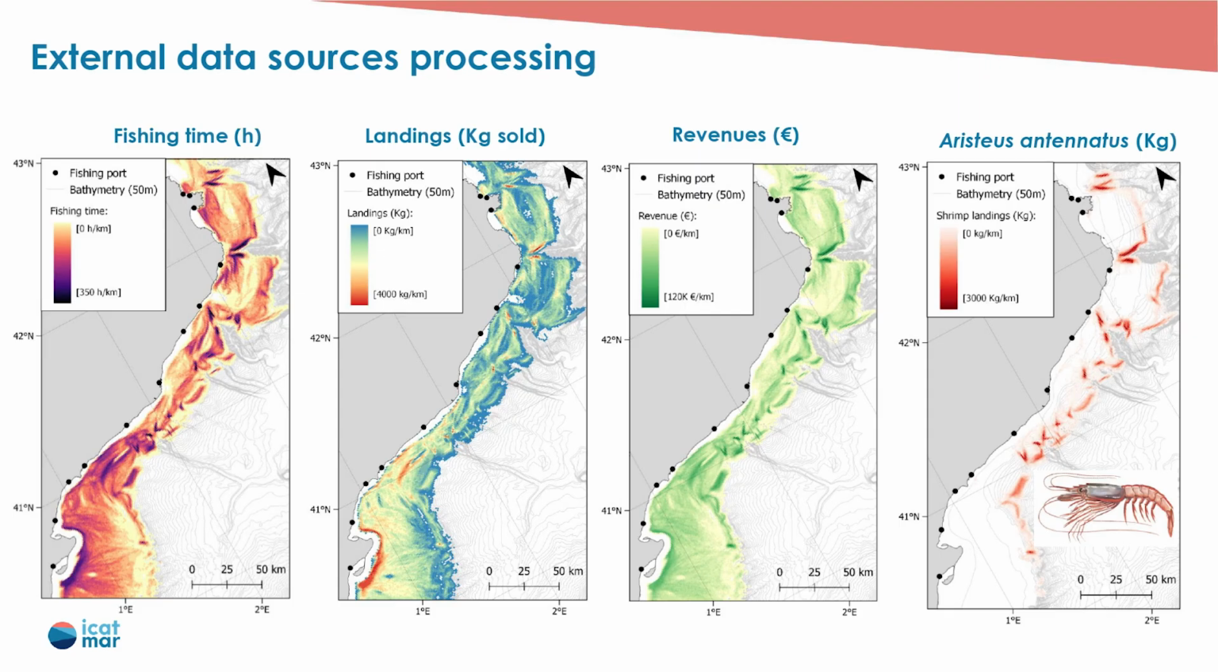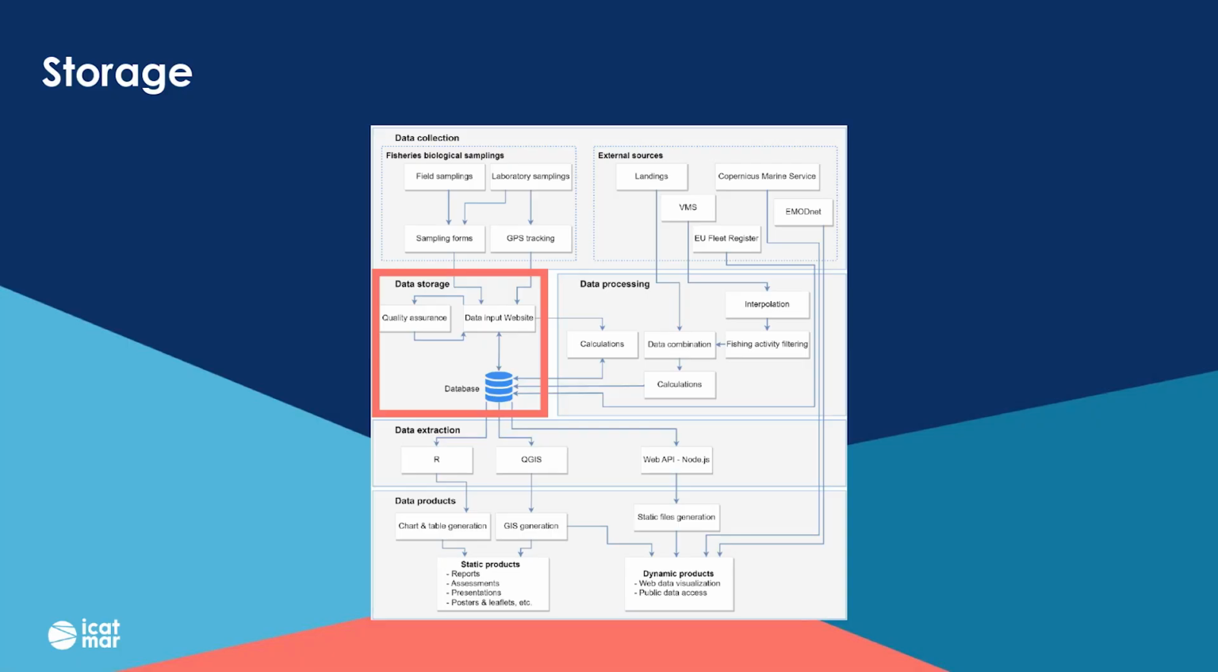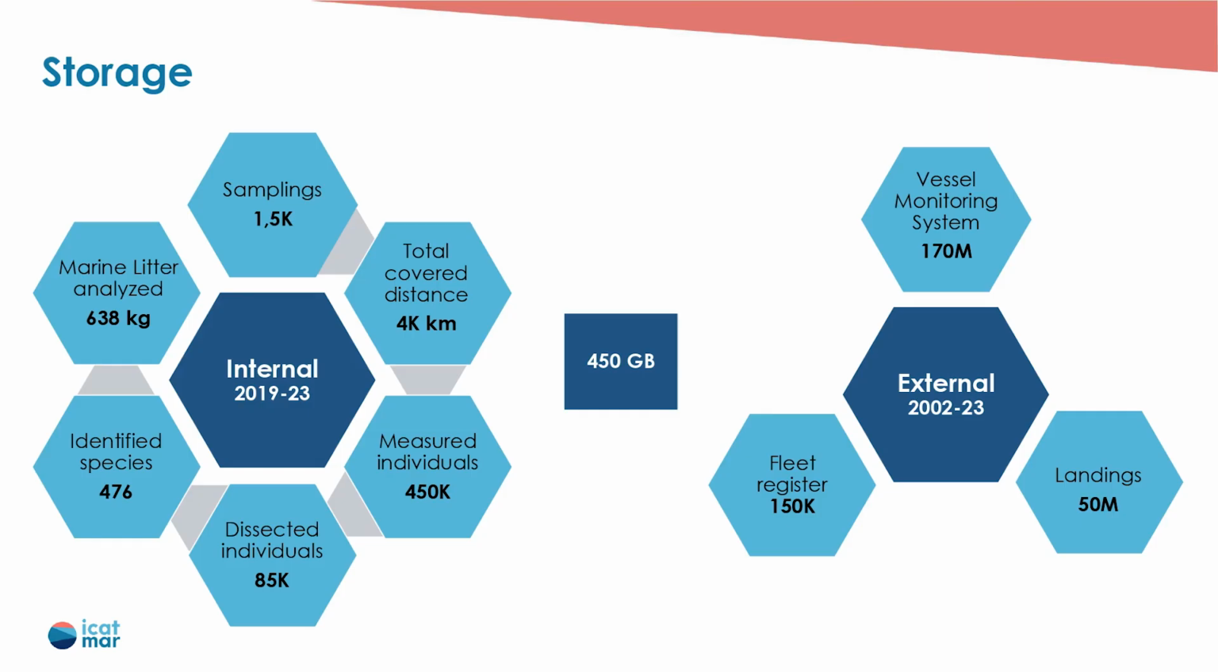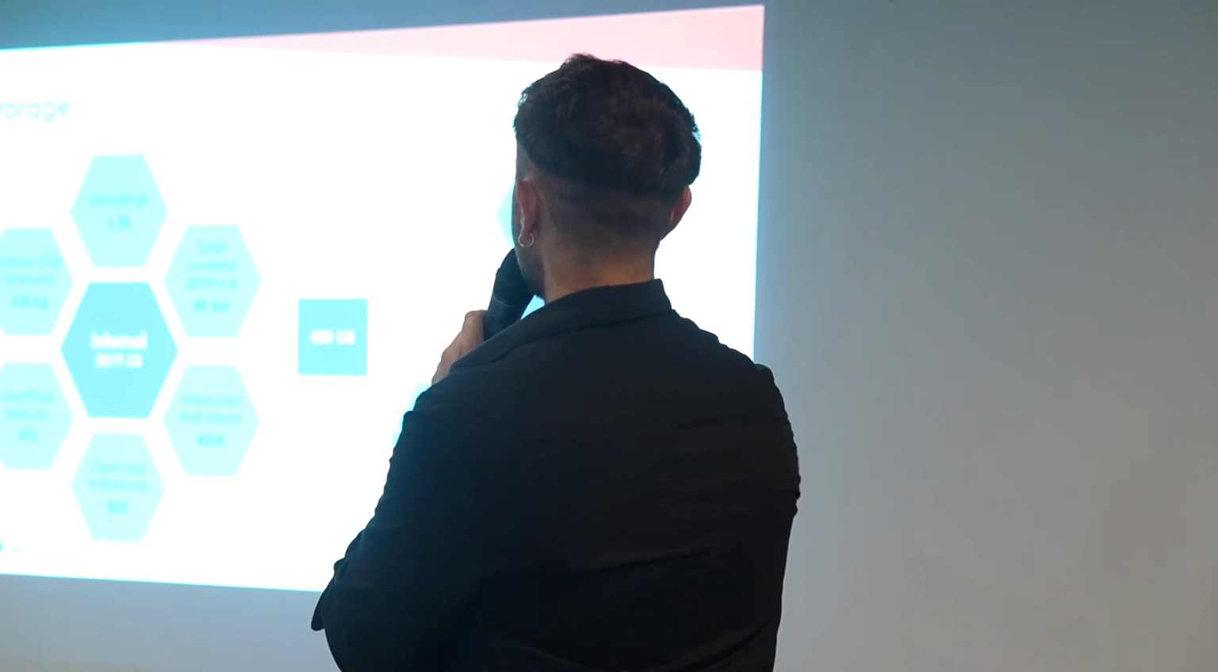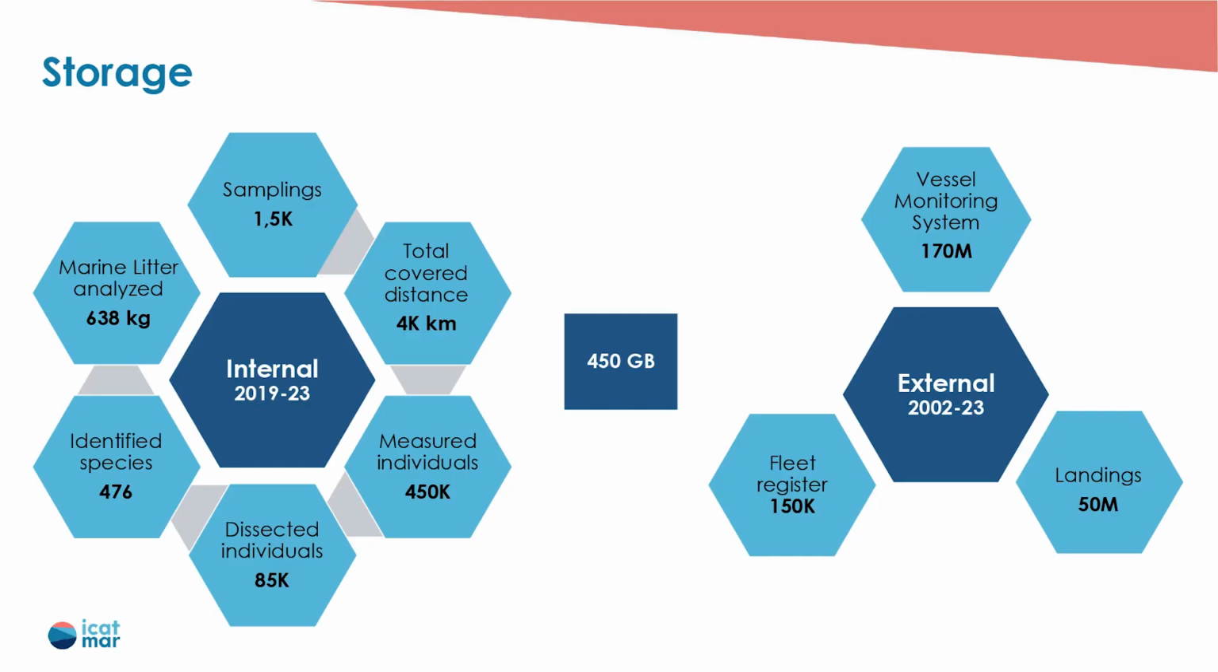And then, okay, we have collected all this data, and we store it in our database system. Here you have some numbers in summary of what we have in our database. On the left, you have the sampling data. We have data from 2019 to 2023, and we have performed about 1,500 different samplings. We have covered about 4,000 kilometers of our coast. We have measured about 450,000 individuals of about 500 different species.